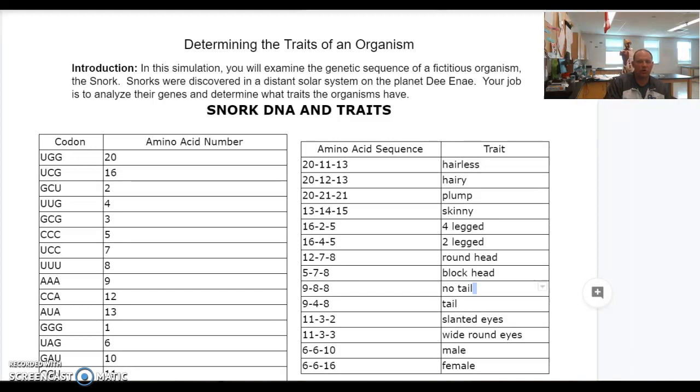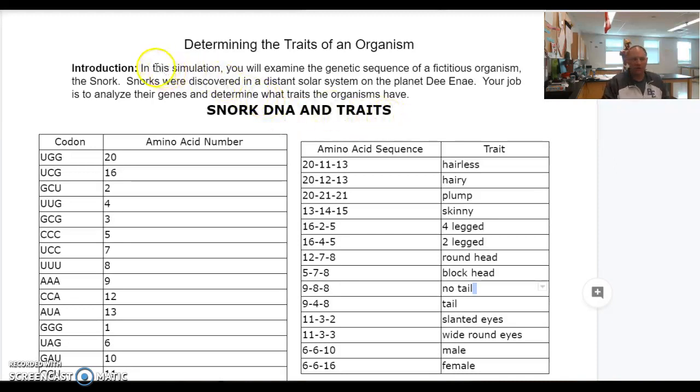Today's lesson should hopefully help cement everything that we learned yesterday and teach you how to make an actual animal, rather than just a protein, out of the DNA that comes from that animal. As you look through your lab packet today, we're going to be on the page that looks like this one here, determining the traits of an organism: Snork DNA and Traits.